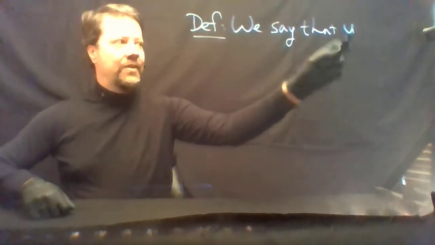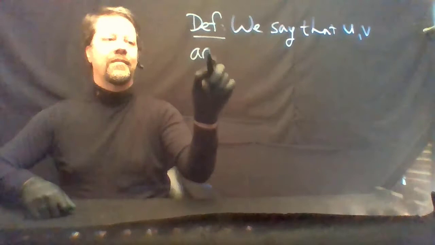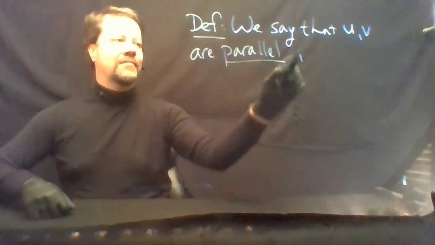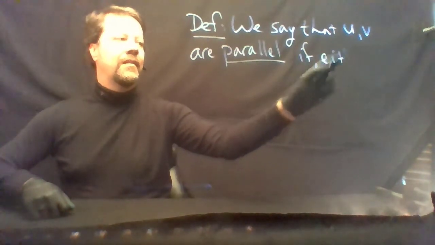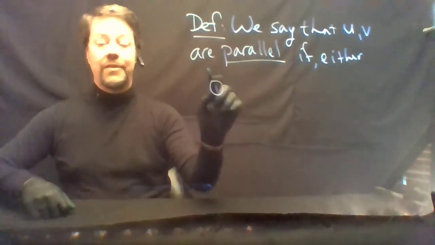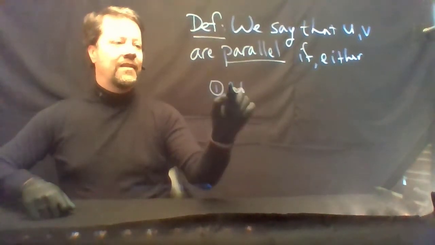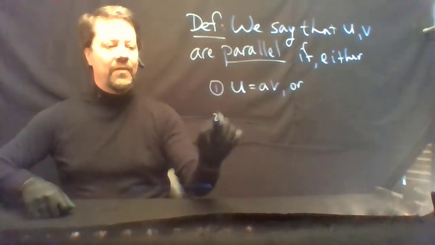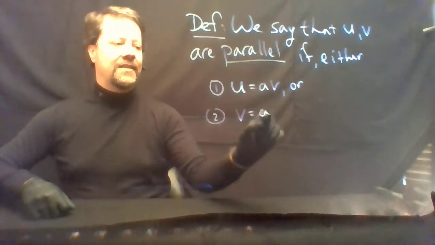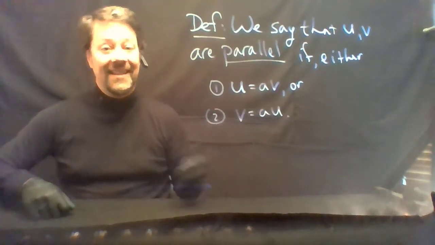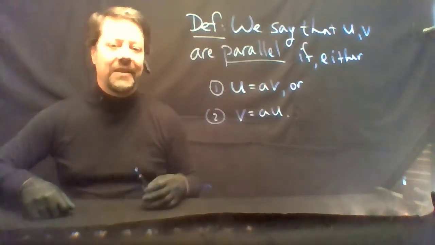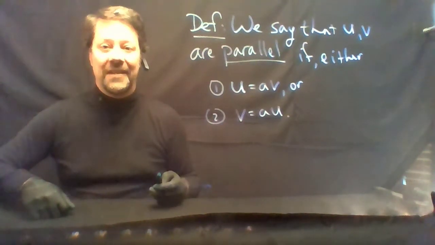We could say that u and v are parallel if either of the following two conditions hold. u is a scalar times v, or v is a scalar times u. Yes, we are being a little cagey there. We're allowing for the possibility that one of these vectors is the zero vector.